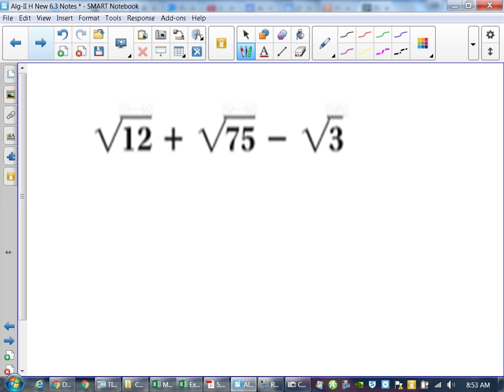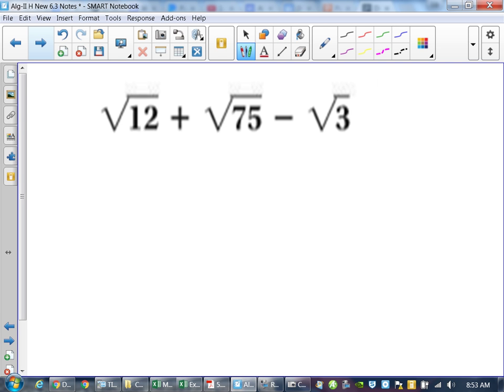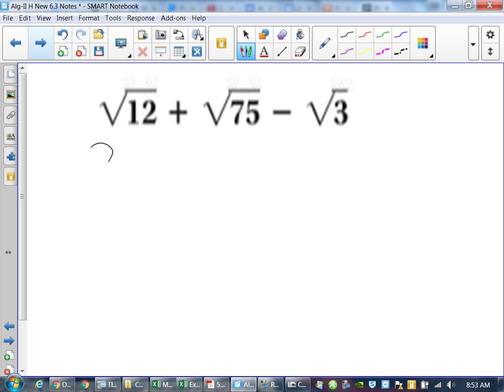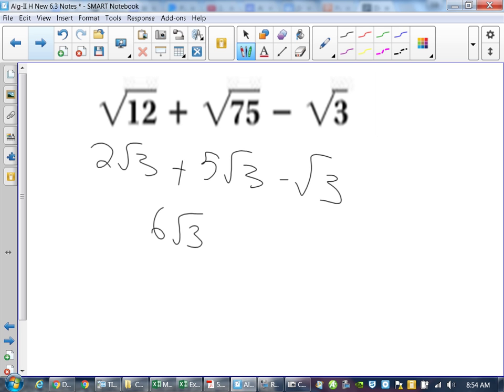What do I do here? In this case, you can create common roots. So you simplify your radicals. The square root of 12 can be rewritten as what? The square root of 75 can be rewritten as 5 root 3. So what's 2 plus 5 minus 1? 6. The answer is 6 root 3.